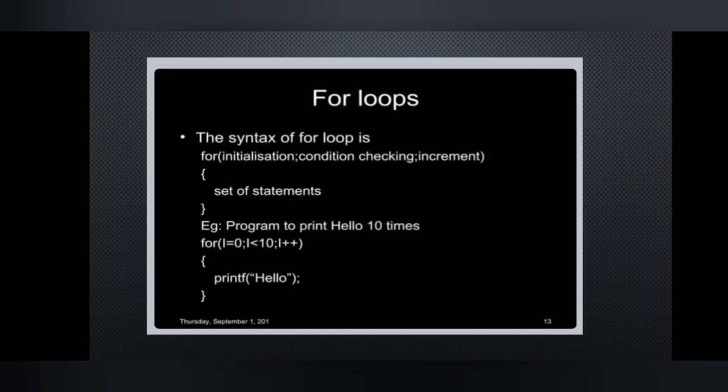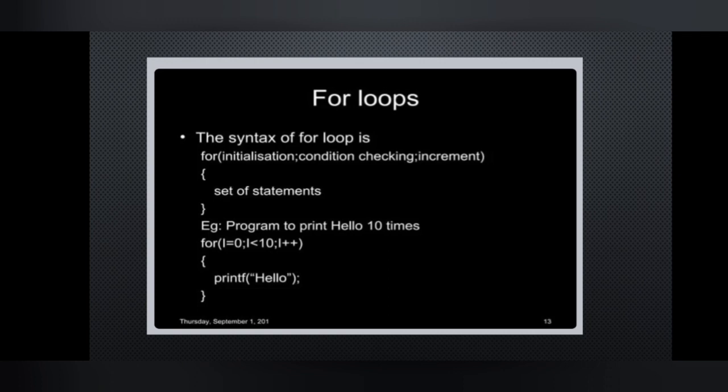So here we come under the loop category. A loop is something that keeps on repeating the statements in the given function. It is used for making a small line of code, reducing the number of lines of code. And now we come to the syntax of the for loop.